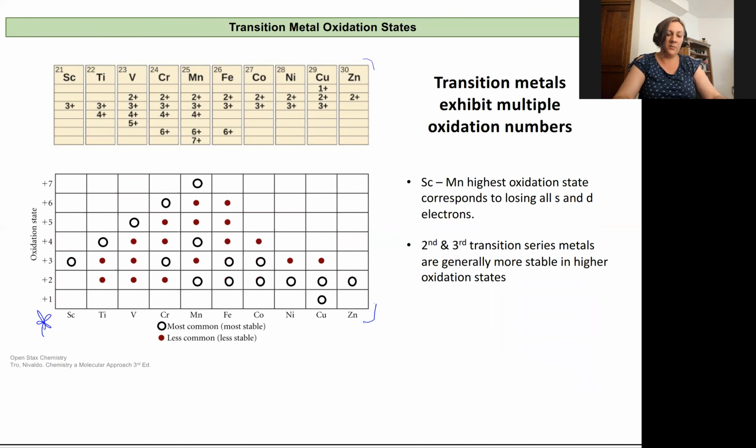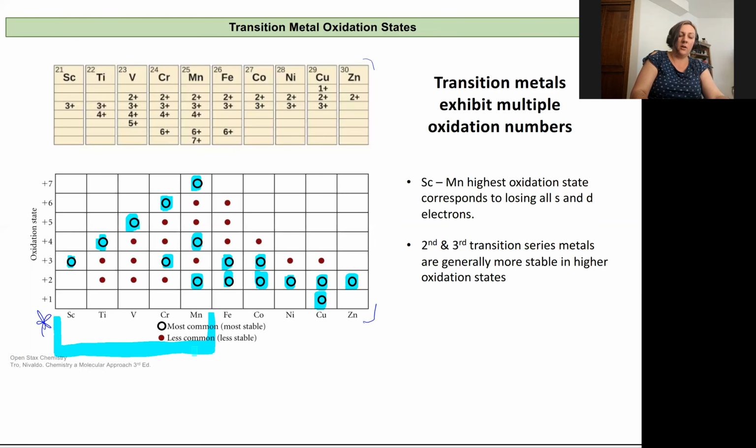And so for these ones, our most common ones are the ones that are circled in white, and I'm going to highlight them in blue. And these are going to be the most common oxidation states for each of our elements in our first row of transition metals. And then the other dots that are already filled in red, those are the ones that are going to be less common, but very possible. And so you can see, looking at this, it really gives you a sense of anything is possible for a lot of these elements, especially for these ones in the first half of our row.